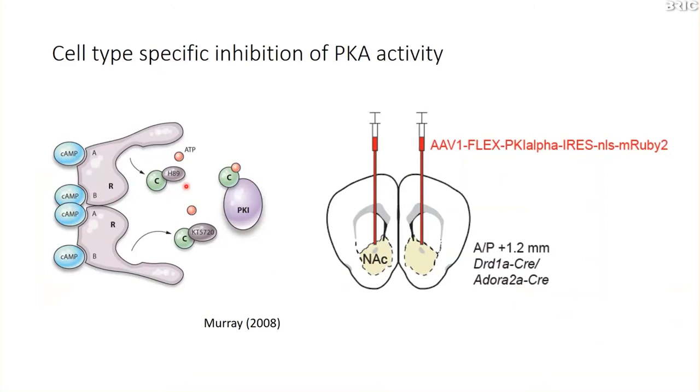PKI works by mimicking the function of regulatory subunit. In other words, it binds to catalytic subunit of the PKA and suppresses the activity. And we can now take advantage of this highly specific inhibitor of PKA, which is a peptide, by overexpressing the PKI using AAV in a cell type specific manner.